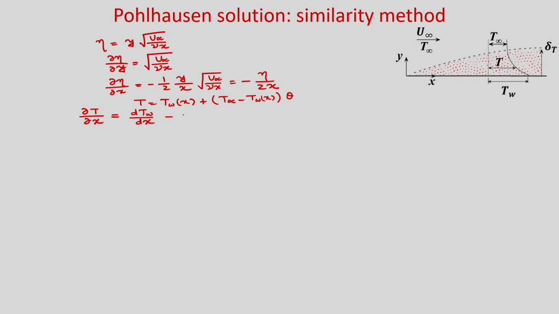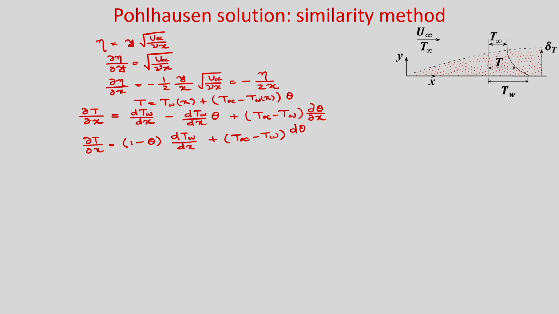So, minus, so it will be dT_w/dx into theta, and you will also get plus (T_infinity minus T_w) into del theta by del x. Okay. So, now del T by del x you can write as (1 minus theta) into dT_w/dx, and del theta by del x now we can write as (T_infinity minus T_w) into d theta by d eta and del eta by del x.